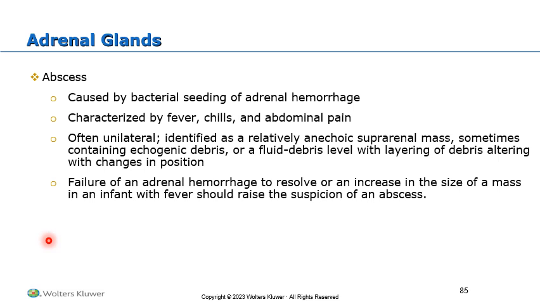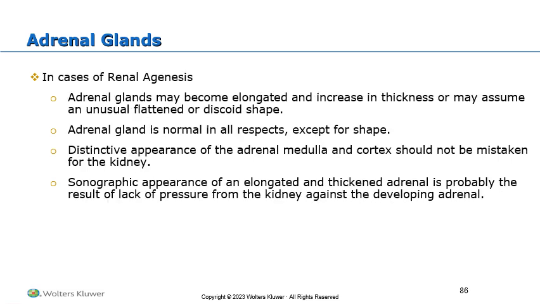Failure of an adrenal hemorrhage to resolve is going to increase the size of the adrenal in an infant, and it could cause fever. At that point, it should raise suspicion of an abscess. So they may really be watching those newborns with adrenal trauma and hemorrhage closely to ensure it does not become an abscess. Okay, in cases of renal agenesis, I already mentioned that the adrenal glands can become a little bit elongated, thicker, and they can take on more of that renal fossa, and so you'll see a little bit of a change in their shape.